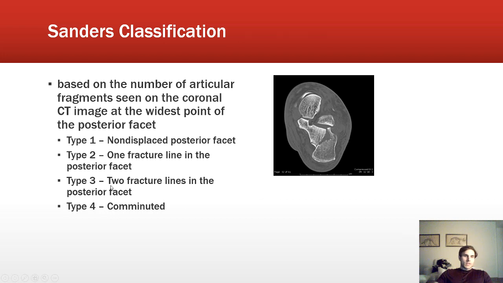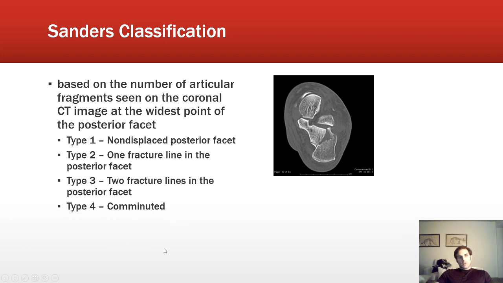Type 3 fractures have 2 fracture lines, so they have 3 fragments. Again, nice little association there that helps you remember. Type 2, 2 fragments. Type 3, 3 fragments. And then you just reduce it if you're dealing with fracture lines. And then finally, type 4 in the Sanders classification describes comminuted fractures. It's implied that when I say comminuted, this is more than 3 fragments. So there's 3 fracture lines, so there's 4 or more fragments.